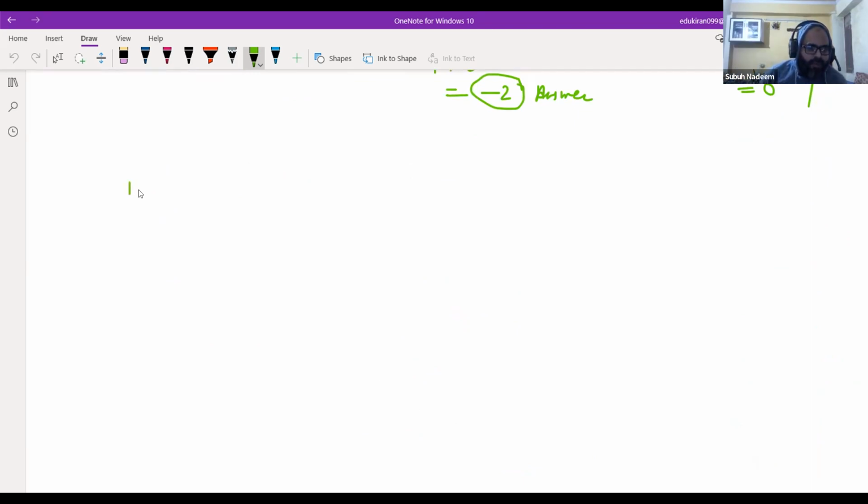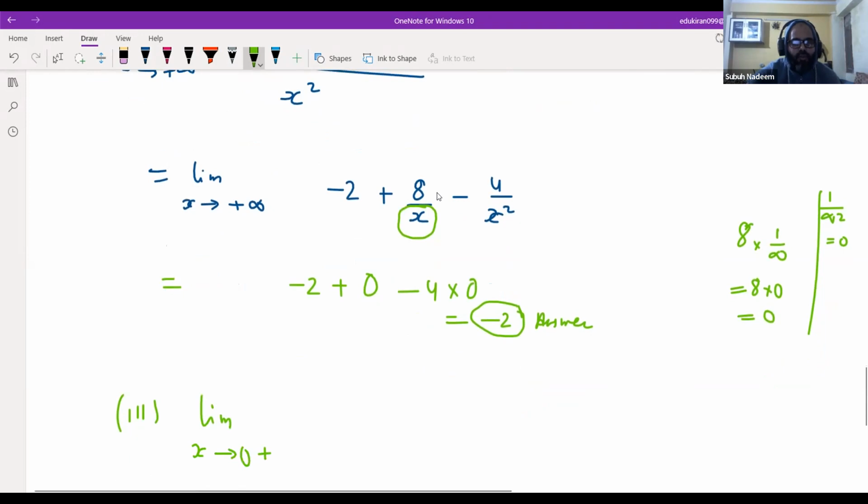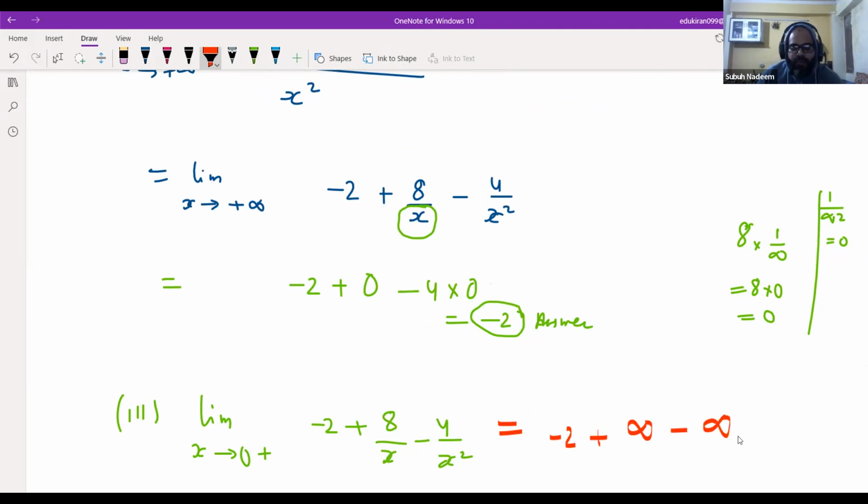Third one, what is happening? Question is same, only the limit is x approaching 0 plus. So this part is same, that it is minus 2 plus 8 by x minus 4 by x square. If you take x as 0 plus, its reciprocal will be infinity. Here also 4 into 0 plus square is infinity. So what will be the final value?